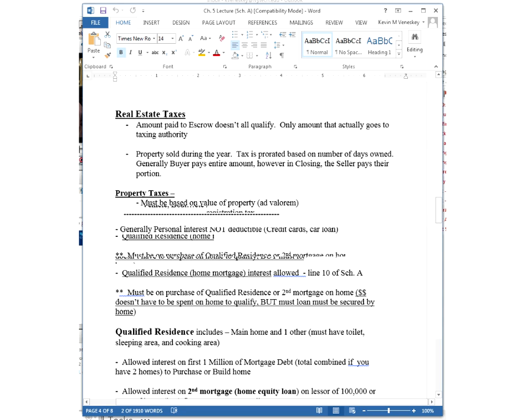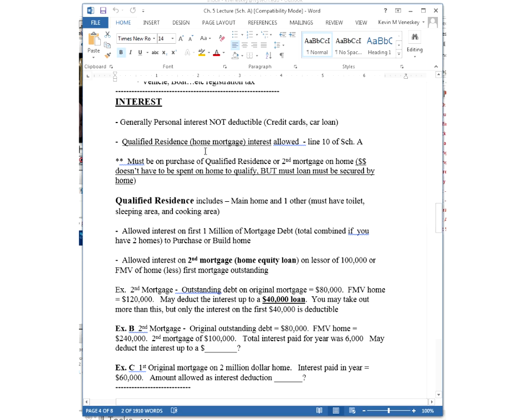Real estate taxes, we talked about. Property taxes, we talked about. Interest, I mentioned this as well. The big thing is if you're going to itemize, you will probably have a mortgage. Most people, if they itemize, will have a mortgage, because this is typically the biggest one of your itemized deductions that puts you over the limit.